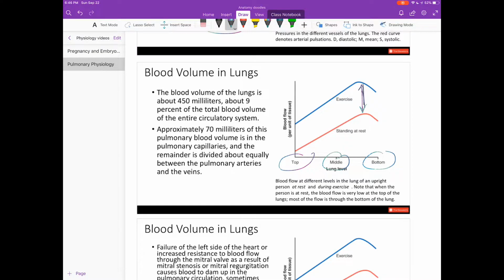Once the person exercises, notice that the entire curve shifts up, or in other words, more of the lung is filling with blood, which makes sense. The heart increases in terms of its rate of beating and its volume, and so you'd expect to see that. But if we extend this line to the left, at the peak of the volume of the blood in the lungs, notice that the top of the lung has about the same volume that the bottom of the lung would have had at rest when someone's exercising.